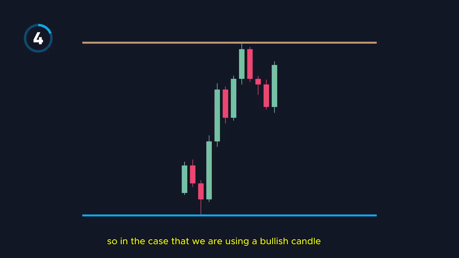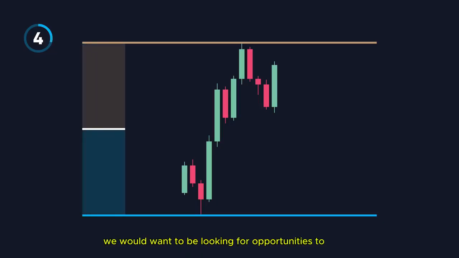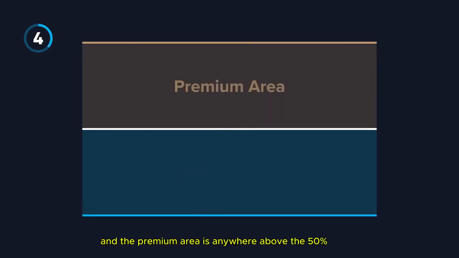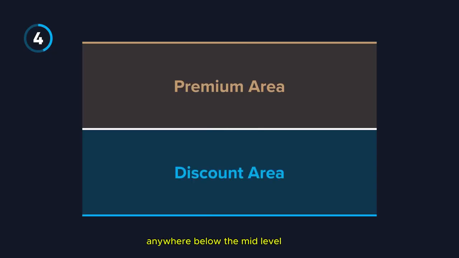So in the case that we are using a bullish candle for defining our range, we would of course be looking for a setup to take a short trade, and this means we would want to be looking for opportunities to enter a trade within the premium area. And the premium area is anywhere above the 50% mid-level of the range, and then anywhere below the mid-level is what we call the discount area.